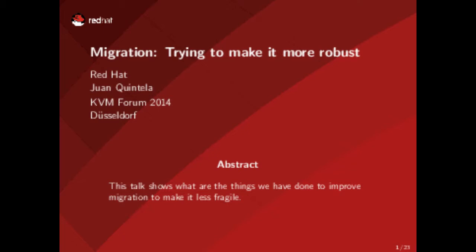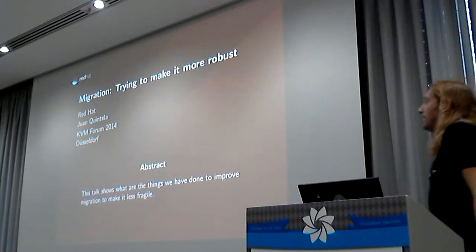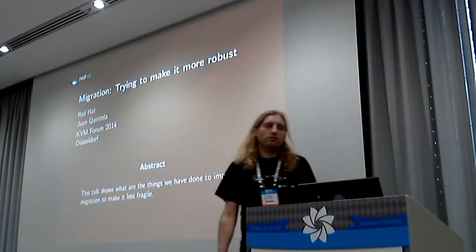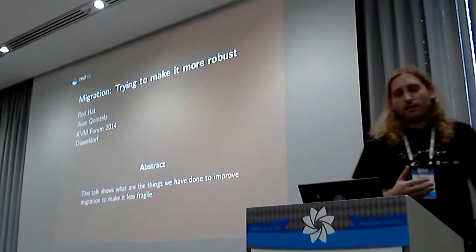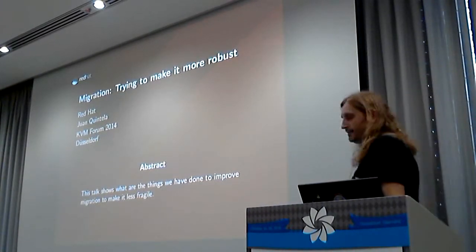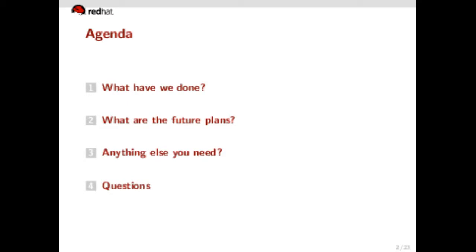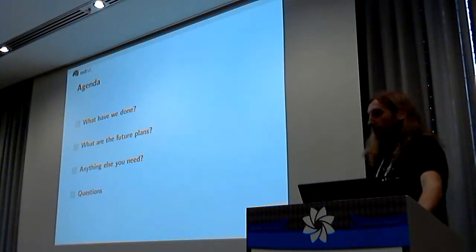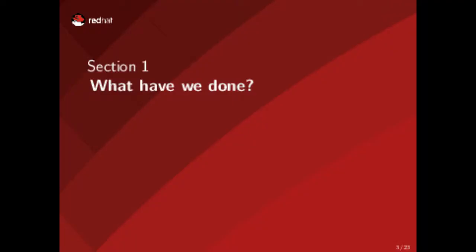We can start. My name is Juan Quintela, and I am going to talk about migration. What we have done during the last year to try to make migration more robust. We are going to talk about a couple of things: what we have done, what we are going to do, and anything else that you need, you can also complain. Then we will see, we will do anything about that, but we can try.